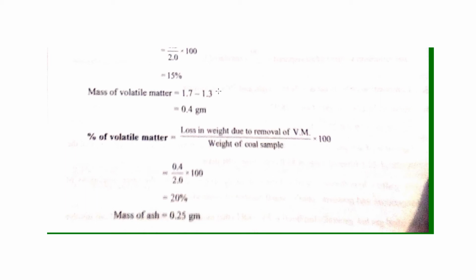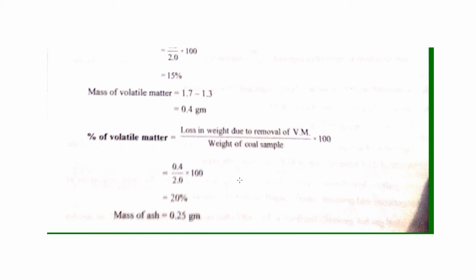Putting the values in the formula for percentage of volatile matter, here we have to put loss of weight due to removal of volatile matter upon weight of coal sample into 100. So here we put the values 0.4 upon 2, as we started the analysis with 2 gram of coal sample. So every time here it will be 2 gram in this particular example, into 100. So the value of 20% will come as volatile matter.